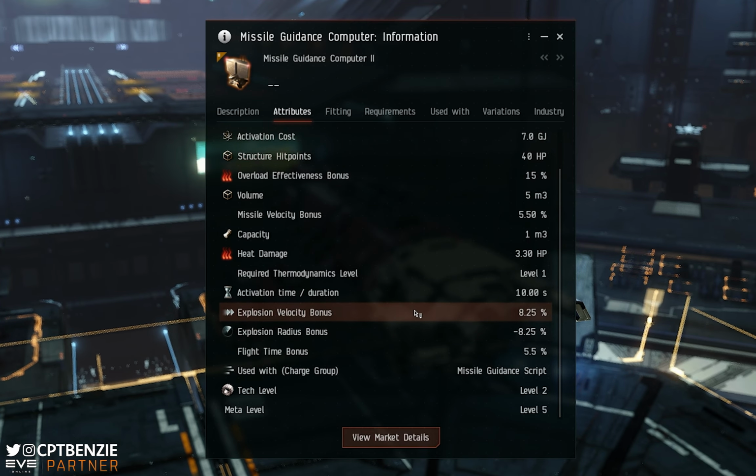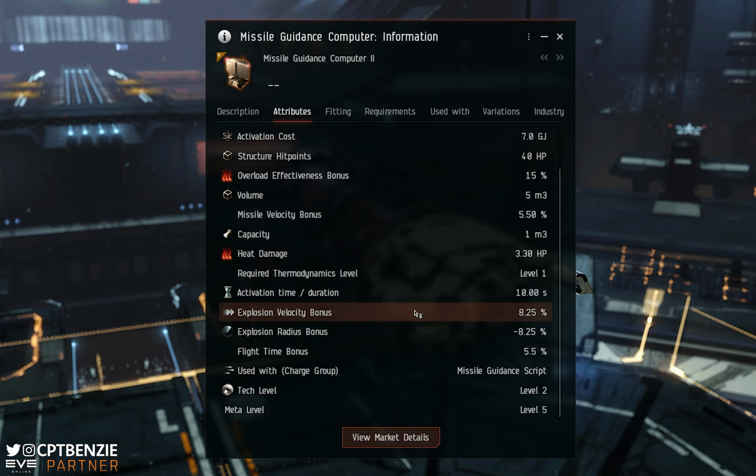The guidance enhanced script essentially gives you better bonuses to your application again, but it comes at the expense of having that flight time bonus. Basically, you amplify the explosion velocity and explosion radius bonuses whilst negating the flight time bonus. And obviously, the optimal range bonus does the other thing. Essentially, it gives you better range, but gets rid of the fact that the guidance computer affects your explosion velocity and explosion radius. So you can play with the charges to do different things with a guidance computer.